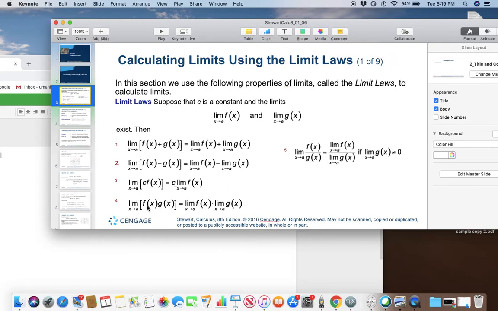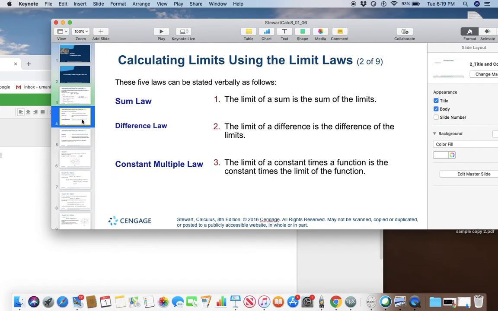Limit of the product of two functions is the product of the limits, and limit of the quotient is the quotient of the two limits, as long as the denominator limit does not go to 0. Okay, this is very important. See, g of x may not be 0, but the limit may become 0, in which case this rule does not apply. So this rule applies as long as the limit of g(x) is non-zero. Let's see how this is to be used.